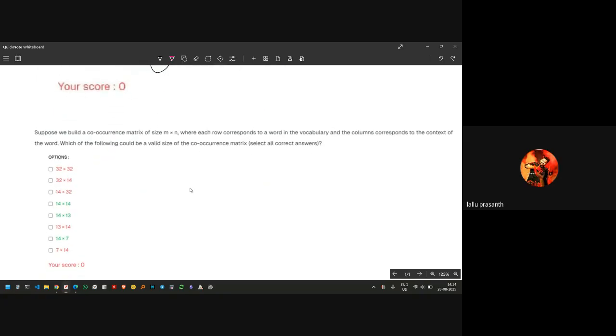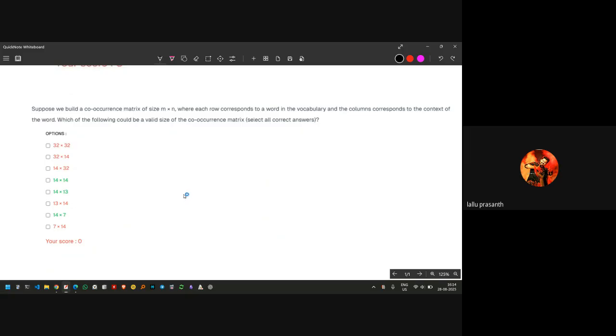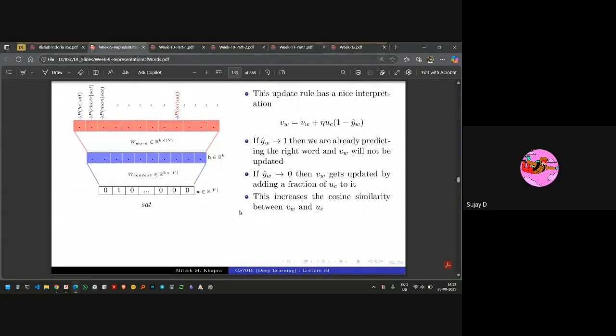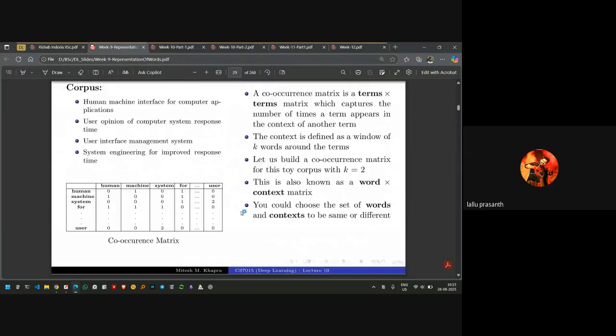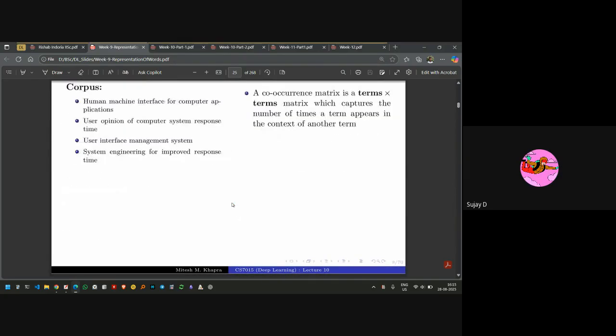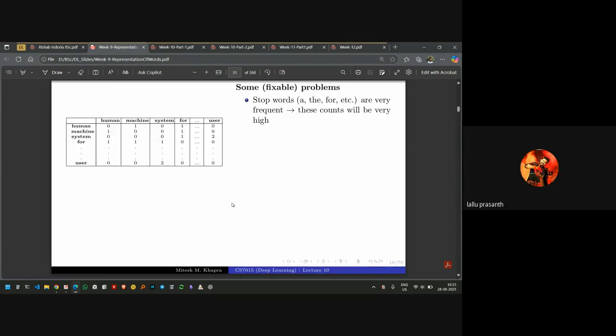14 is correct. Suppose we build a co-occurrence matrix of size m cross n, where each row corresponds to a word in the vocabulary and the columns correspond to the context of the word. Which of the following would be a valid size of the co-occurrence matrix? 14 cross 14. The first is V, right? If we add the co-occurrence matrix, that will be 14 cross 14. To reduce the size, we can delete stopwords from the columns, but we should not delete from the rows. Why? Actually, in the slide, it was mistakenly shown differently. Wait, I will show you. In lectures, we mostly stuck with the square matrix, m cross n.